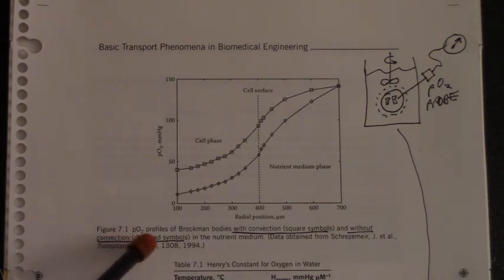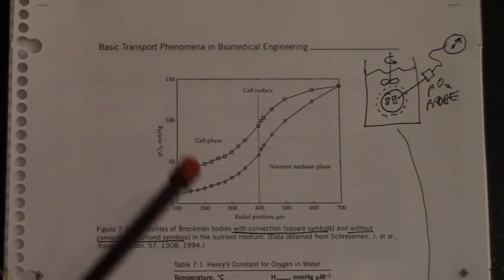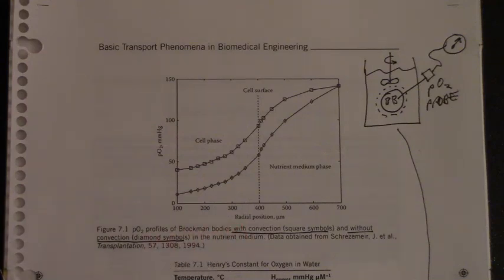This is the PO2 profiles of Brockman bodies. Brockman bodies are specialized clusters of cells found in fish that secrete insulin, and there was great interest at one time because of the fish farming industry to harvest the Brockman bodies from fish and use those as a means to provide insulin to people with diabetes. So these Brockman bodies would be encased in an immunoprotective barrier, and they would produce fish insulin in response to changes in the body's glucose values.